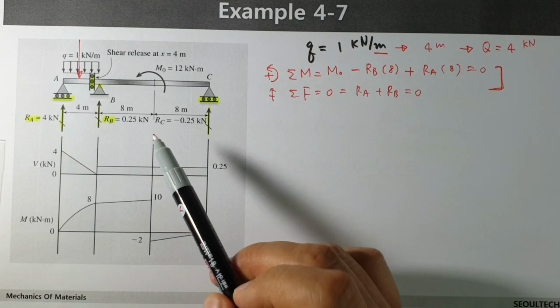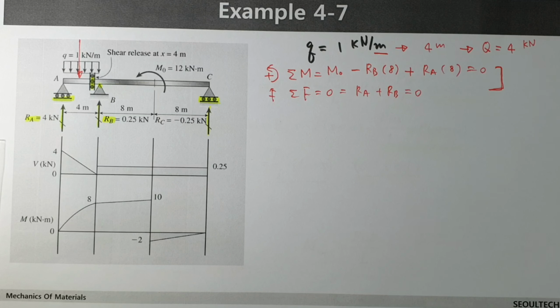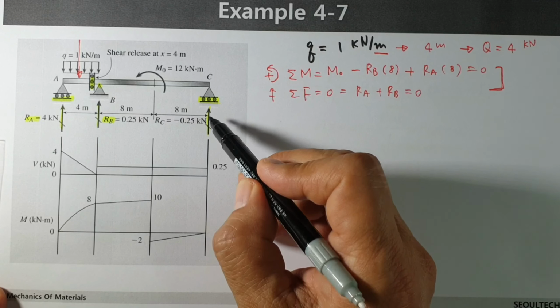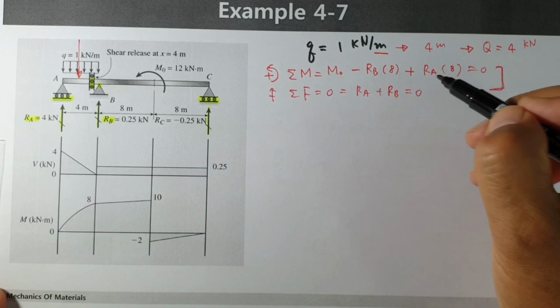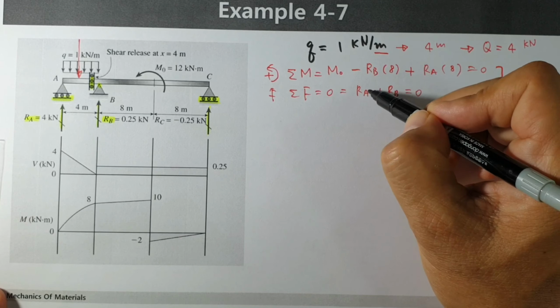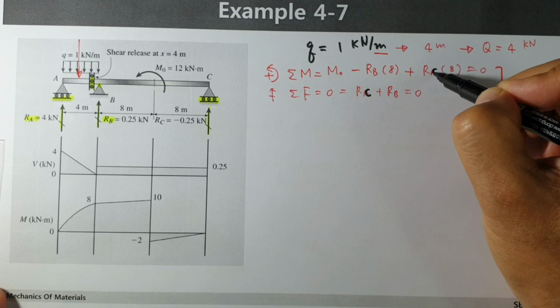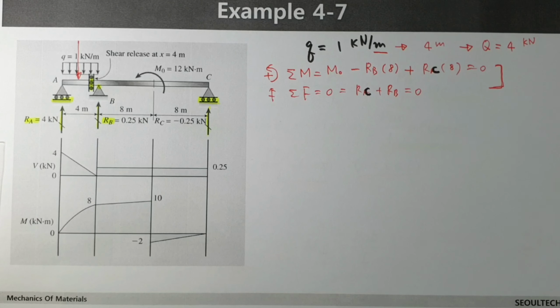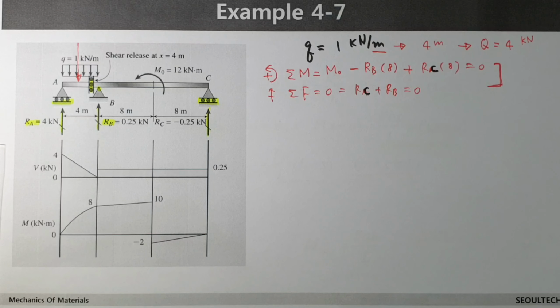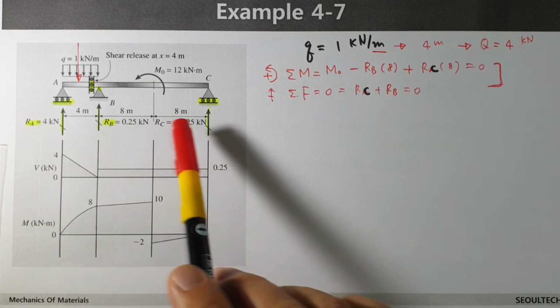RA value and no, sorry, this one is not RA. RB, RC. I think this one, RC. Instead of RA, this one is RC. Sorry. We can calculate RB and RC value like this one. Okay, we found RA, RB, RC.